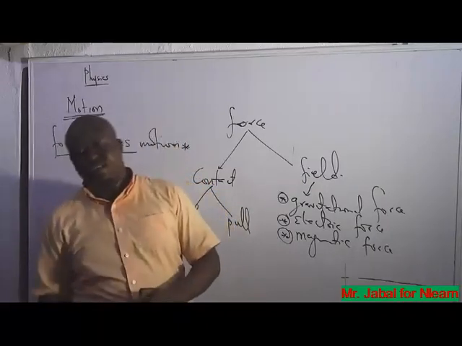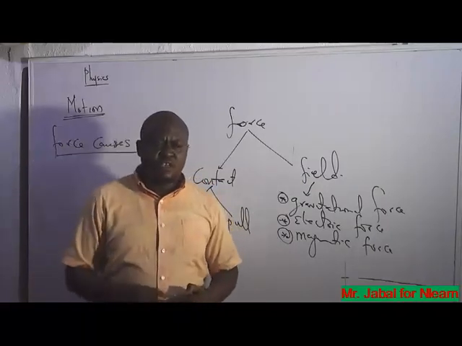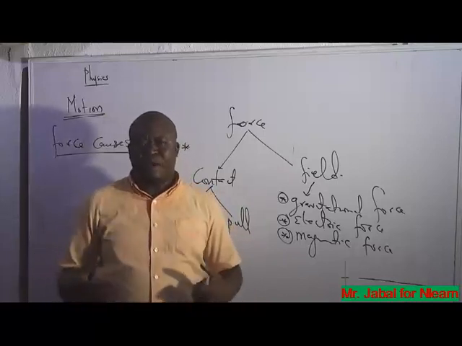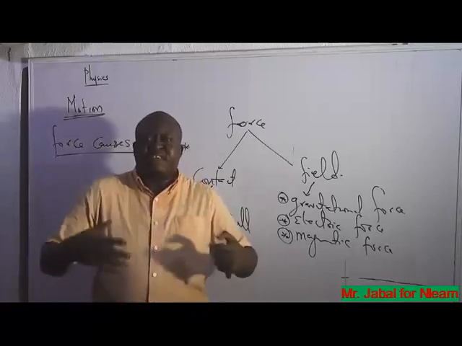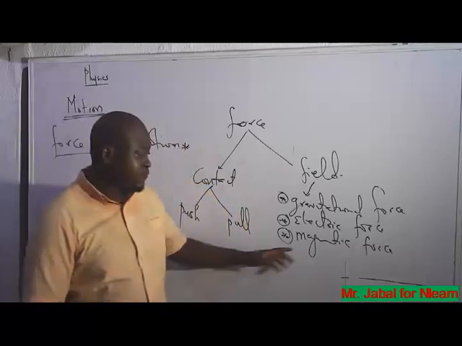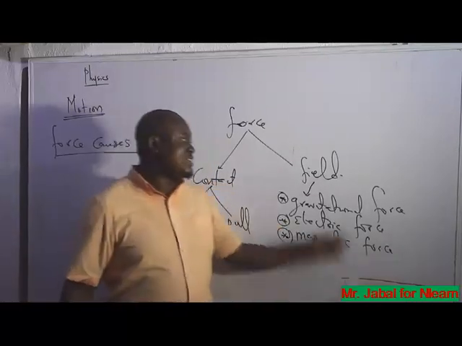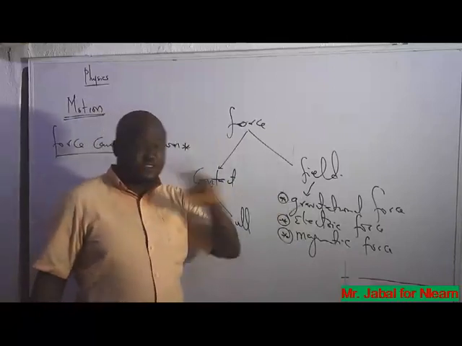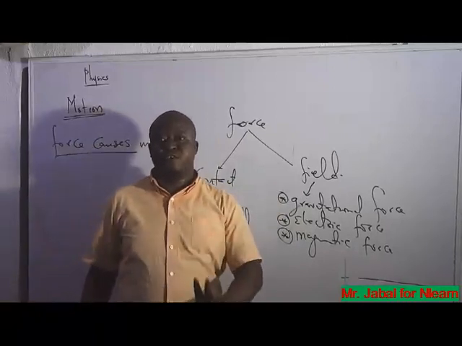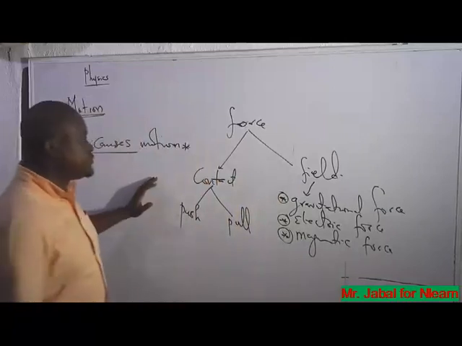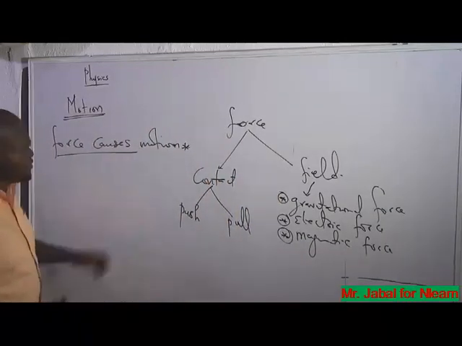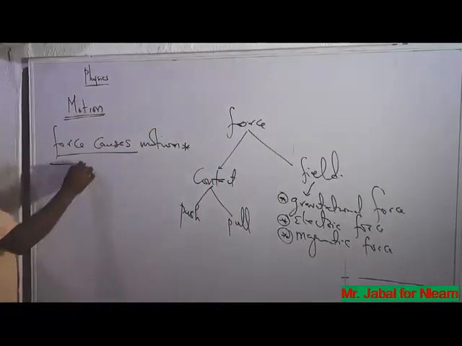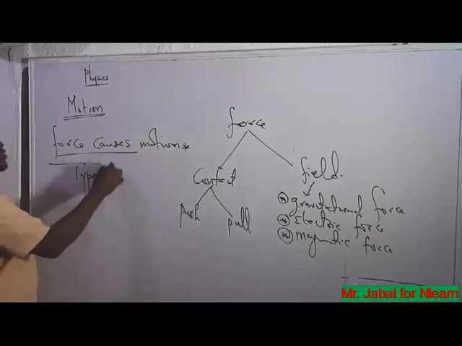As they are repelling, you can't see the force pushing them apart, but you can feel that there is a force pushing them apart. And that force is magnetic force, and it is a field force. It causes motion, but it's not visible to the eye. You can only feel it. Now, let's move on to the next stage. Let's now talk about types of force.